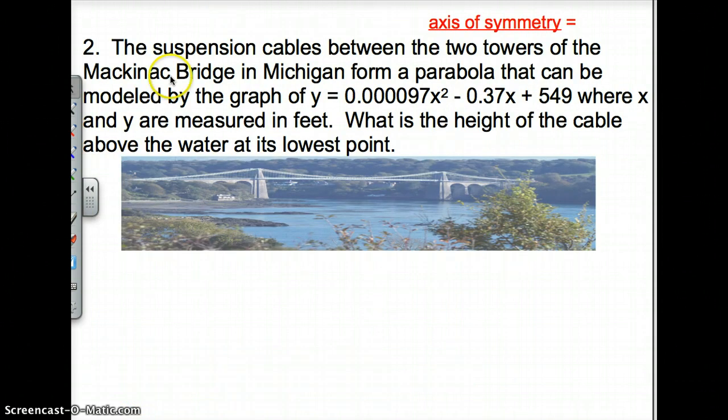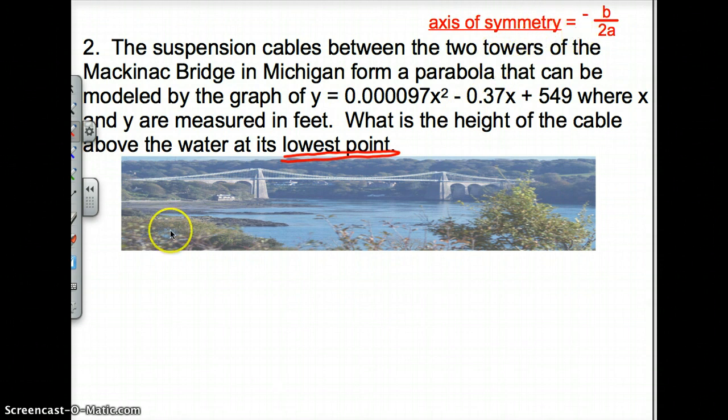Finally, that brings us to everybody's favorite word problem. The suspension cables between the two towers of the Mackinac Bridge in Michigan form a parabola that can be modeled by the graph of y equals that equation, where x and y are measured in feet. What is the height of the cable above the water at its lowest point? So the key words here are lowest point. What is the lowest point? Well, the lowest point is the vertex, but first we have to find the axis of symmetry.